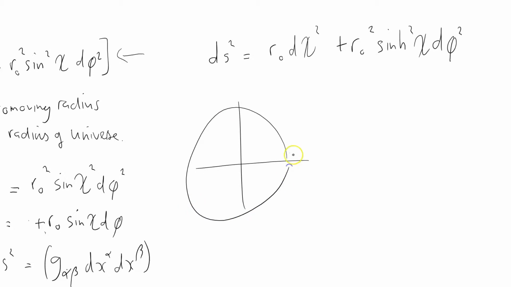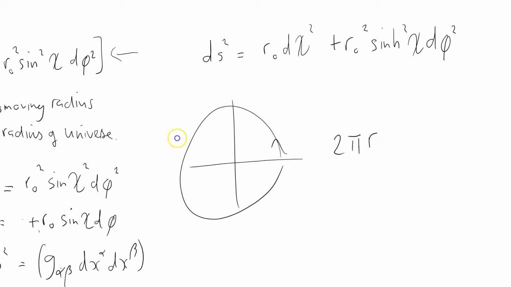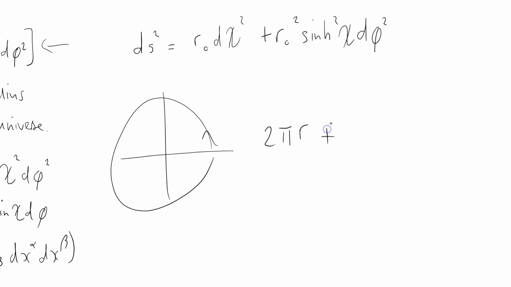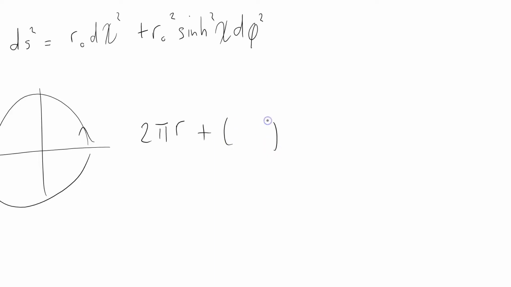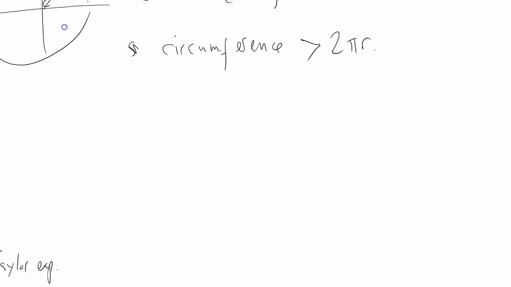We can get a circle and go around it, and the circumference comes out to be 2 pi r plus, instead of minus as we had before, some stuff. So the circumference is strictly greater than 2 pi r. So that distance there is r, and the circumference is greater than 2 pi r. Again, a feature of it being a non-flat space.